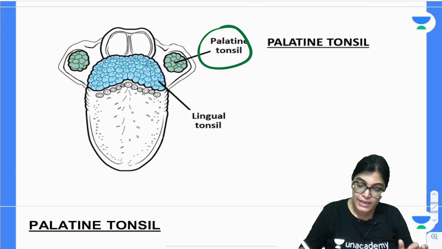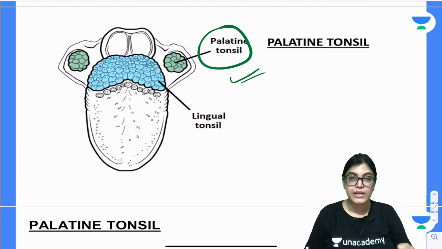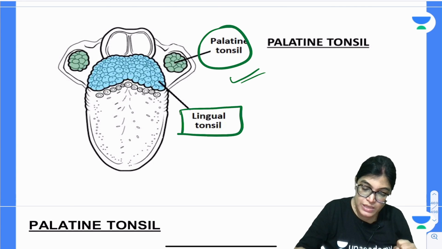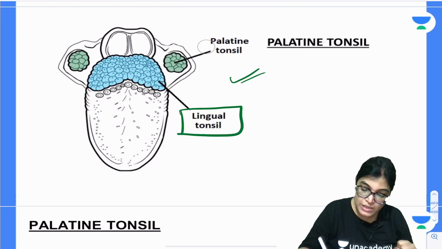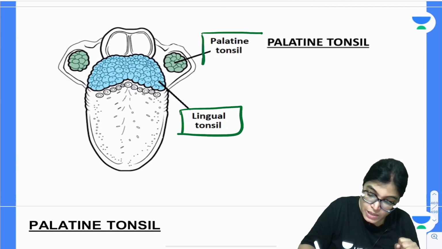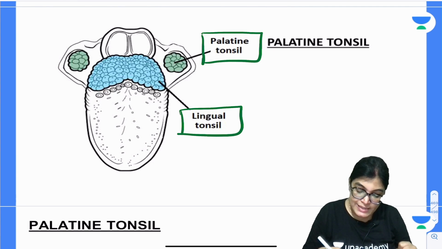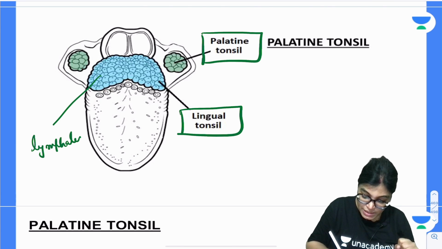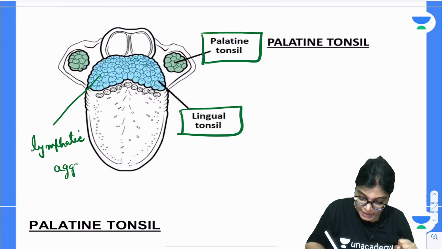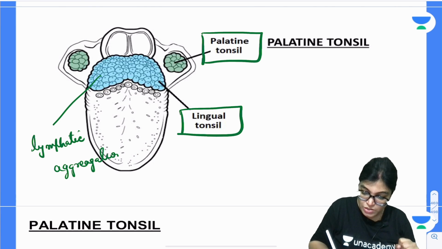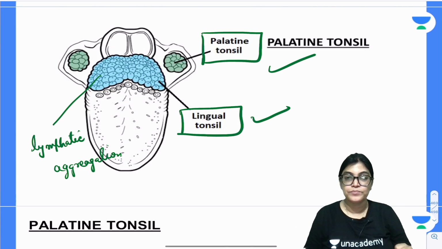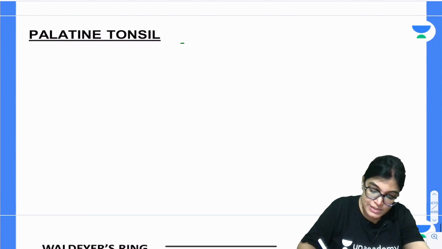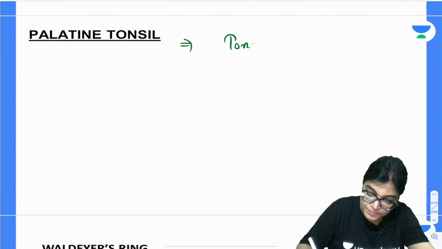Palatine tonsil, you can see, is residing here in the tonsillar fossa, and this is the posterior part of the tongue. In the posterior part of the tongue you can clearly see there is an aggregation of lymphatics, and this lymphatic aggregation is called the lingual tonsil. We are concentrating today on the palatine tonsil, which resides in the tonsillar fossa.